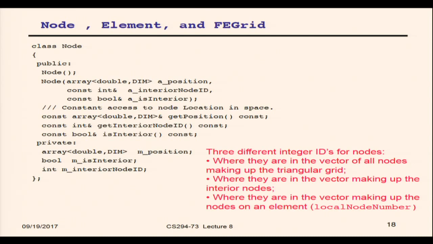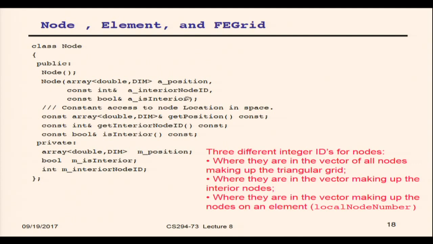The things that we start out providing to you are the setup for defining triangular finite elements in 2 dimensions. The way we do this, we have a class for a node, we have a class for a single element, and then we have a class that puts them together into a finite element grid. So here's the class for a node. It has a default constructor. It has a constructor that takes an array of double dims, which should be a reference, a position.